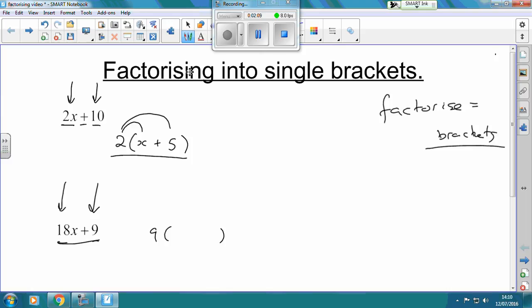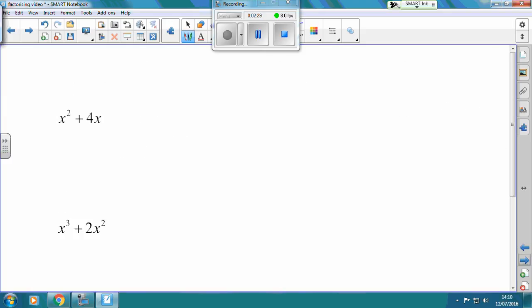So 9 times something makes 18x. 9 times 2x makes 18x. Then 9 times something is 9, and that is 1. And there's a plus sign in between. So the answer is going to be 9 bracket 2x plus 1. And that's how we do factorizing. Okay, feel free, if you need to, to pause that, rewind it, go over it again. That's absolutely fine.